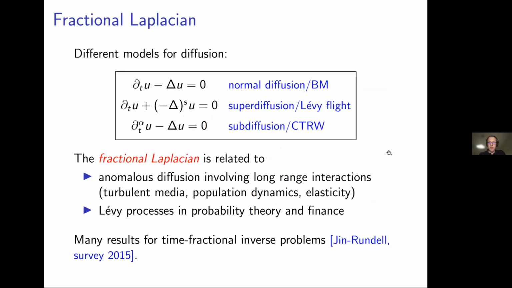And this comes up in some non-standard diffusion models. The usual model for diffusion would be the heat equation, which also has this Brownian motion interpretation. But there are certain so-called anomalous non-standard models of diffusion, which are modeled by different equations. So there's so-called super diffusion, where you have a fractional Laplacian in the space part. And in probability theory, these would be modeled by Levy flight processes.